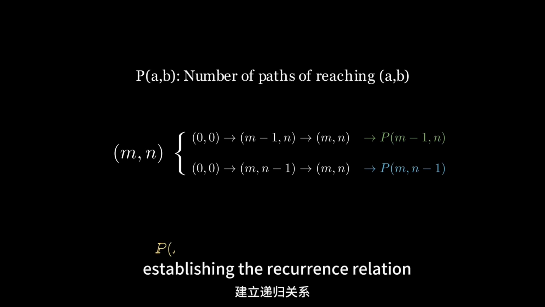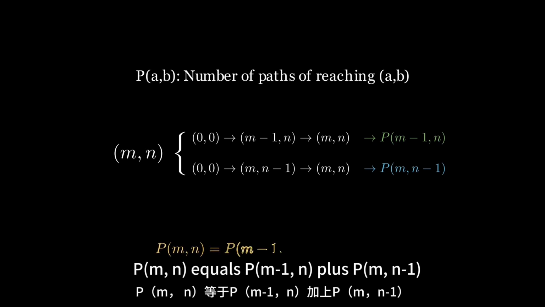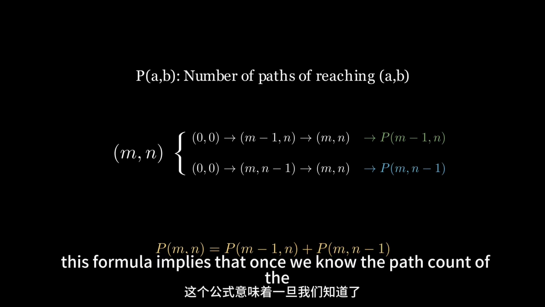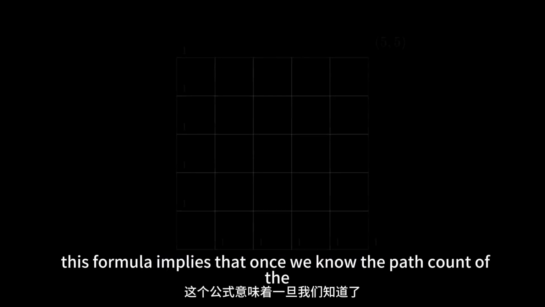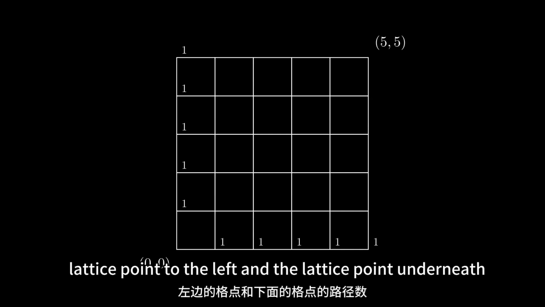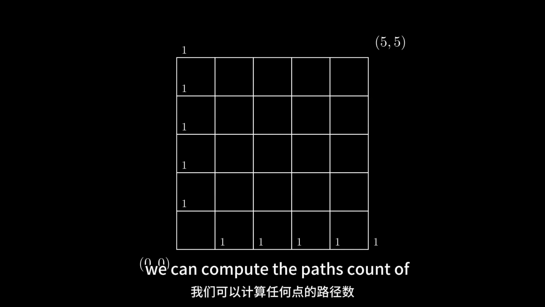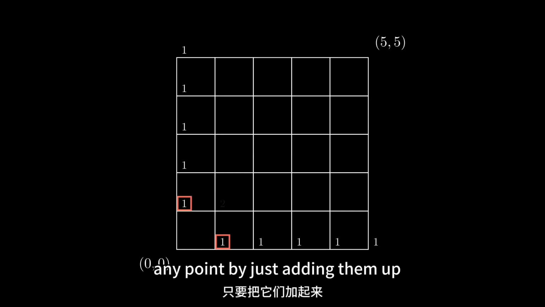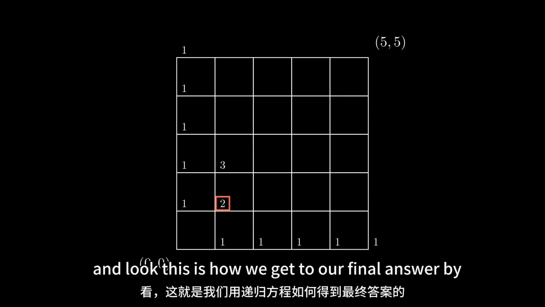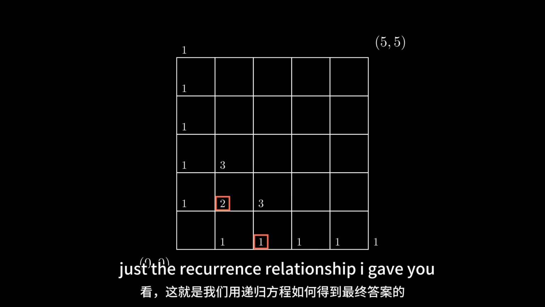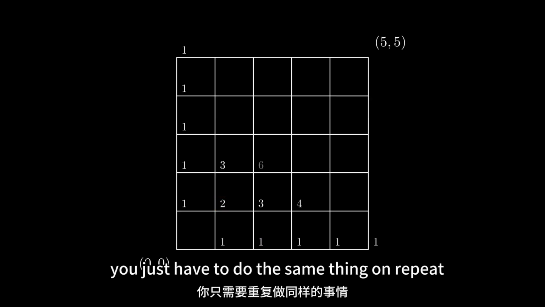Establishing the recurrence relation, P(m, n) equals P(m-1, n) plus P(m, n-1). This formula implies that once we know the path count of the lattice point to the left and the lattice point underneath, we can compute the path count of any point by just adding them up. And look, this is how we get to our final answer, by just using the recurrence relationship I gave you. You just have to do the same thing on repeat.